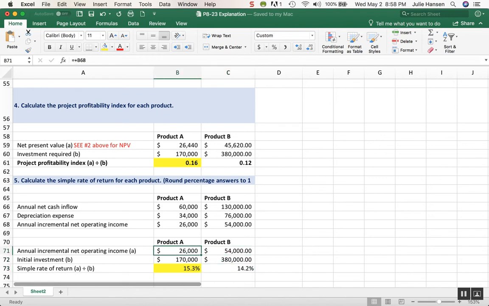So in other words, which one's going to give me a bigger bang for my buck? And in this case, it is product A. And that concludes the comprehensive problem. Now, I know that's a lot of formulas, and I would just recommend that you probably focus most on the net present value and the simple rate of return and knowing how to rank these products. So I hope that helps.